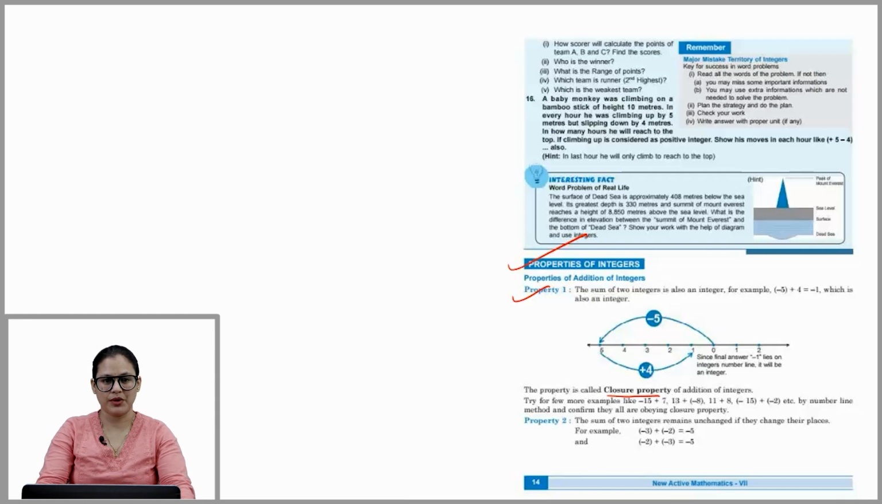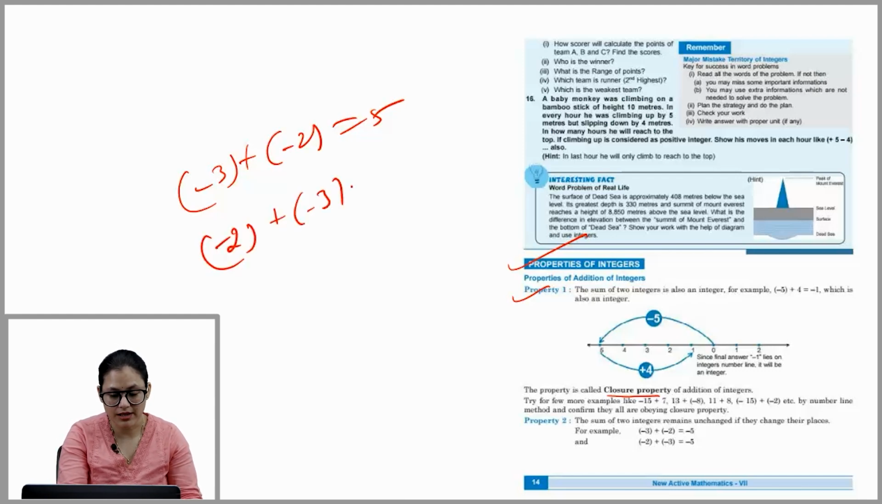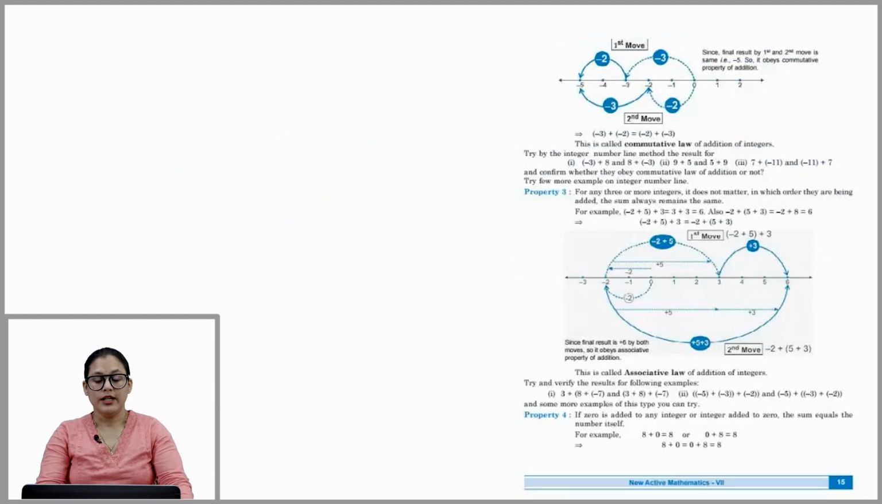Property number 2, the sum of two integers remains unchanged if they change their places. For example, minus 3 plus minus 2 is equal to minus 5. If you change their places, like minus 2 plus minus 3, the answer will be the same, minus 5. Right students? This is called commutative law of addition of integers. Remember that. Try by the integer number line method the results for these given examples, and confirm whether they obey commutative law of addition or not.